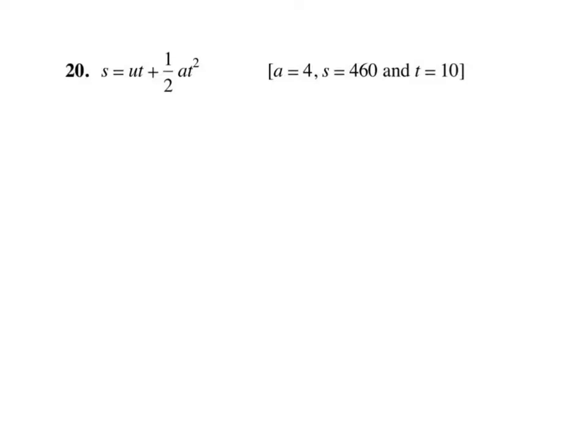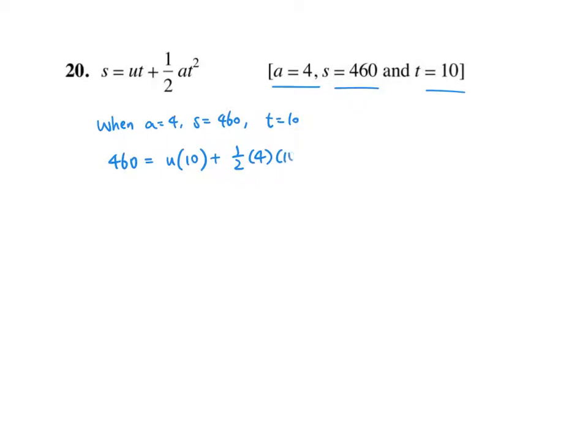You are having three values a, s, and t. So you are going to find out the remaining unknown u. So you have to write, when a equals 4, s equals 460, t equals 10. It is the inputted value. And then after the substitution, you will have one equation in one unknown. So we write u and then bracket 10 for the substitution step, and then plus 1 over 2 times 4 times 10 squared.